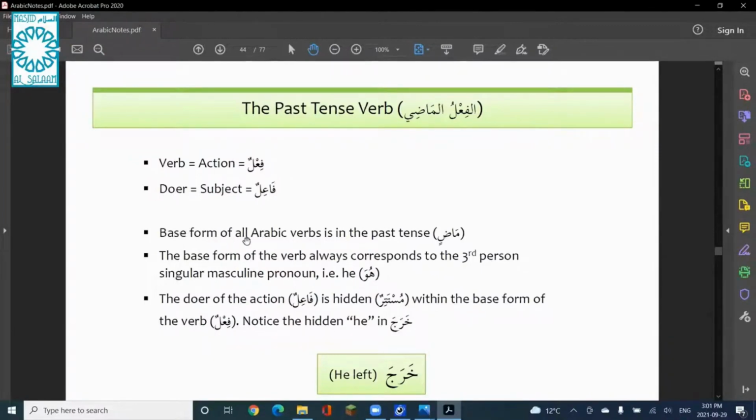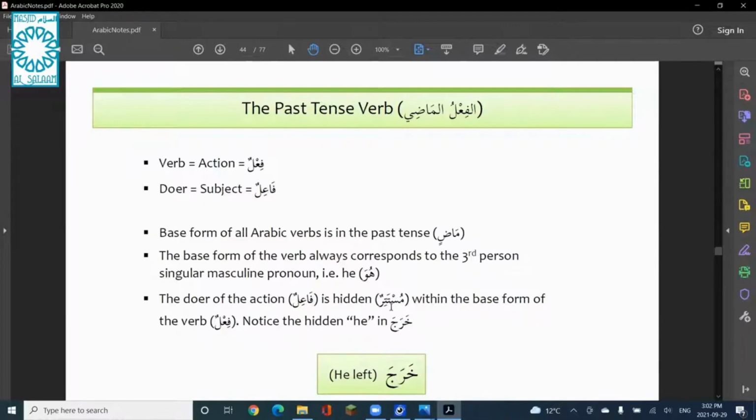So the base form of all Arabic verbs is in the past tense. That's why we are learning the past tense. The base form of the verbs always corresponds to the third person singular masculine pronoun, which is huwa. The meaning of huwa is he. The doer of the action, the fa'il, is hidden within the base form of the verb. So when we see kharaja, what do we know? That huwa is hidden in the kharaja. That's why we do the translation, he left.